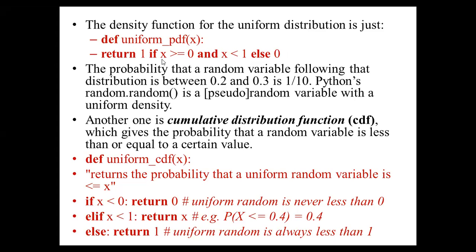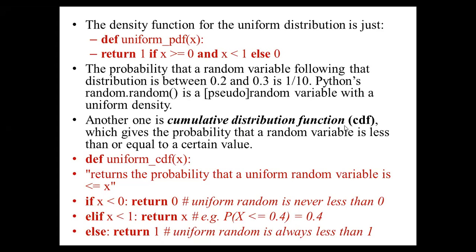The probability that a random variable following that distribution is between 0.2 and 0.3 is 1 by 10. There is a function called random within Python, which will generate random variables with uniform density. Pseudo means temporary or imaginary values we are passing. So this is a probability density function.